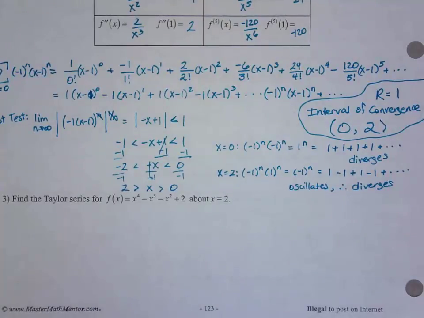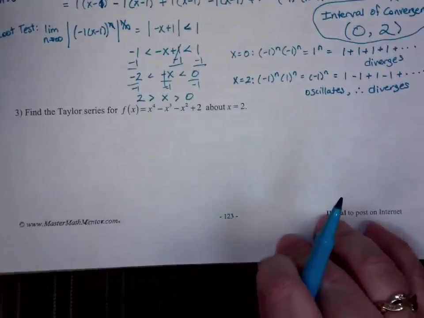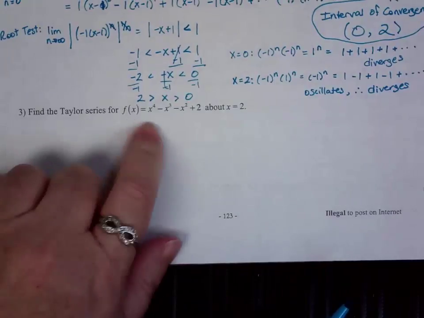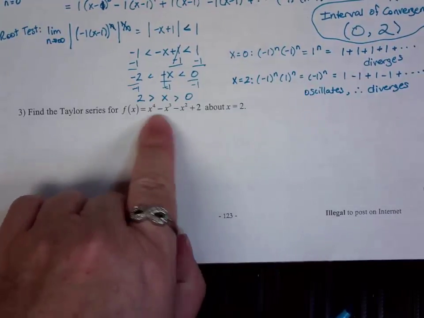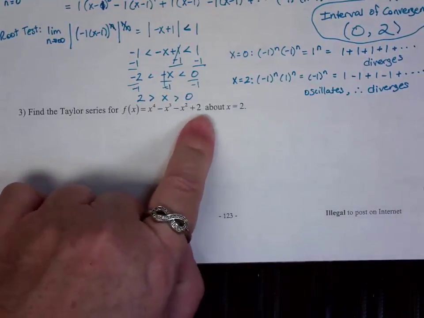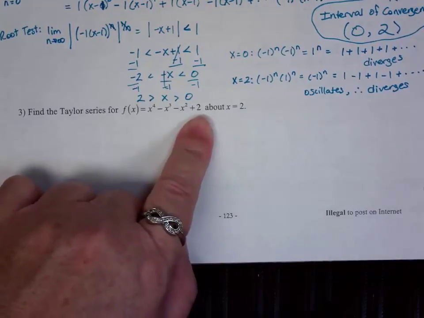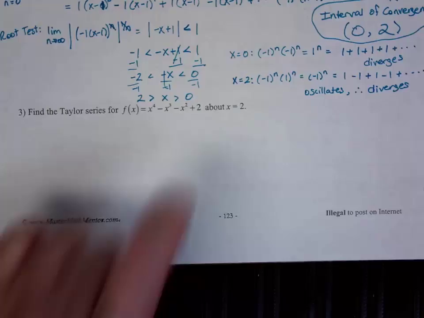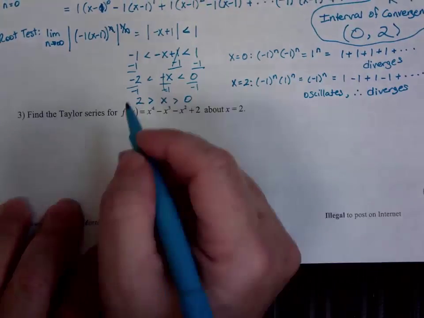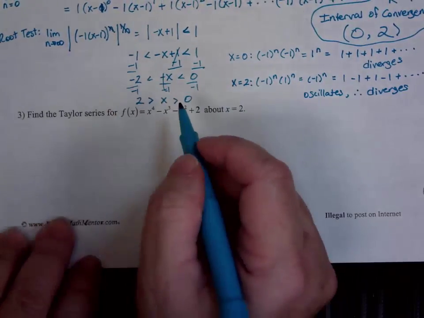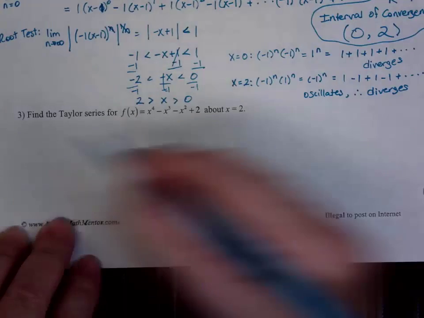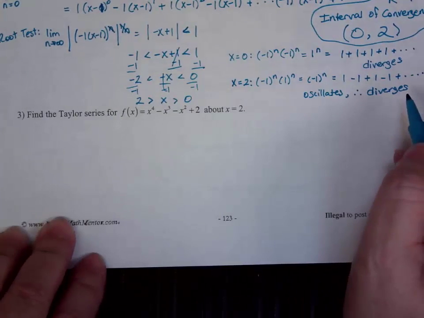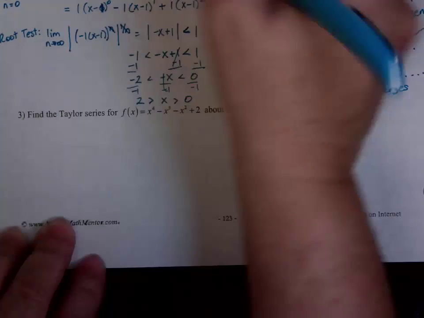Okay, now let's look at number 3. Number 3 says find the Taylor series about x equals 2. This, however, is the first time we've done a Taylor series for a polynomial. And something unusual is going to happen with this when we do it. So I'm going to do this one a little bit differently. I did it out across the page last time. It took up so much paper. So I'm going to do it kind of in the tabular form that they did it.